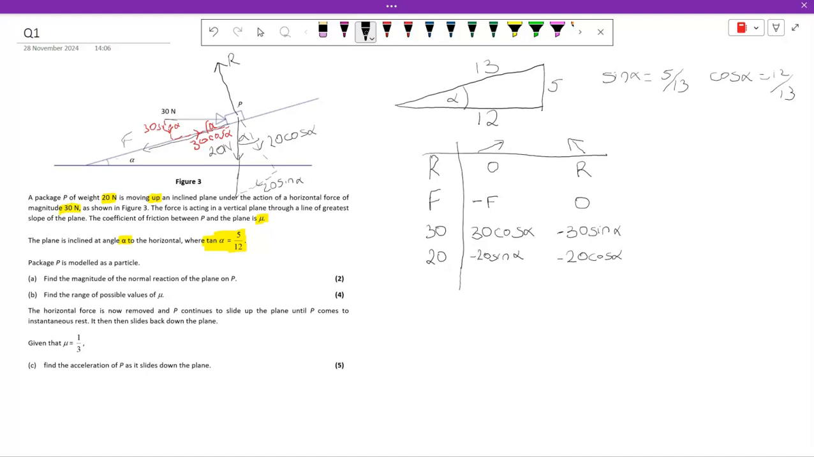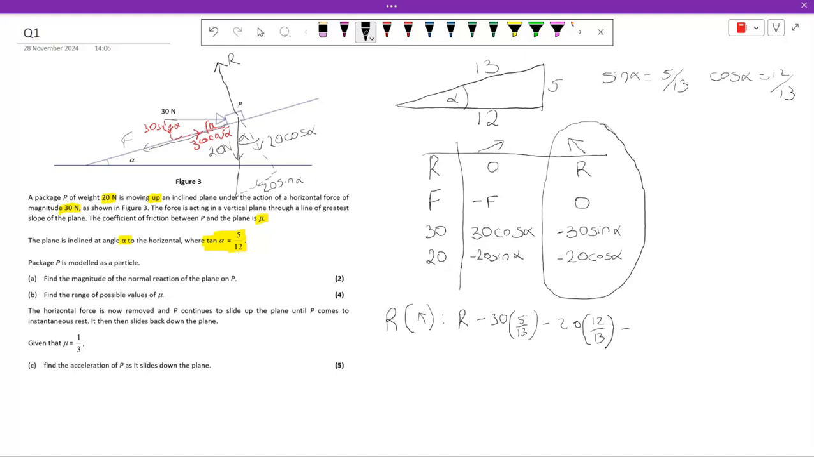Now, the question's asking me to find R, so I'm going to look at the one that's perpendicular to the slope. A lot of you would have skipped the table, which is completely fine, and just gone straight to these equations. I just like to do it to split up the forces. Now we've got R plus 0 minus 30 sine alpha, but sine alpha was 5/13, so we can sub that in. So it's 30 times 5/13 for the sine alpha, and then minus 20 cos alpha, and cos alpha was 12/13.